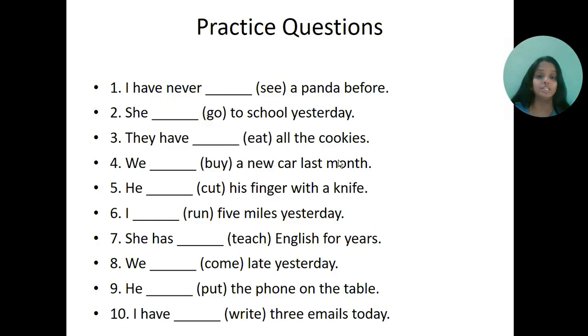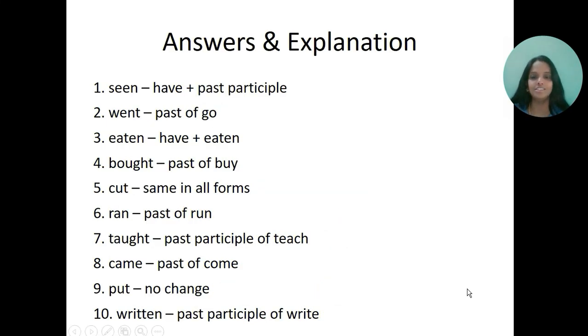So you have to find out the key words also in the sentence in order to identify what form of the verb should come. He dash cut his finger with a knife. I dash run 5 miles yesterday. She has dash teach English for years. We dash come late yesterday. He dash put the phone on the table. I have dash write 3 emails today. Okay, now it's very simple and easy, right? So when you're done with your response, we'll check out the answers.